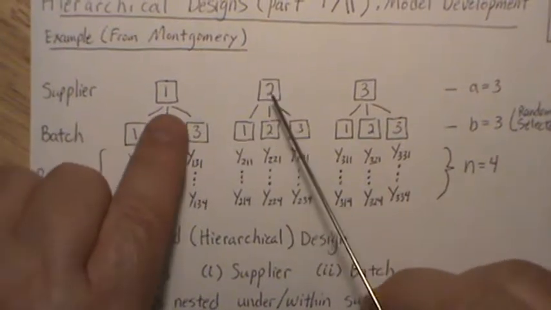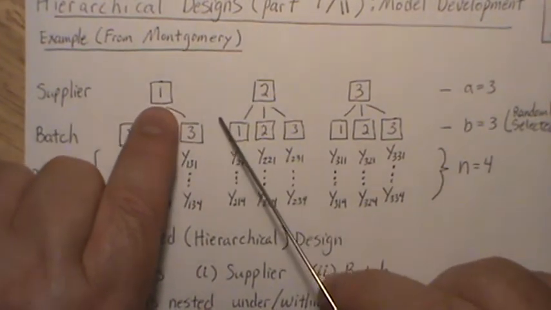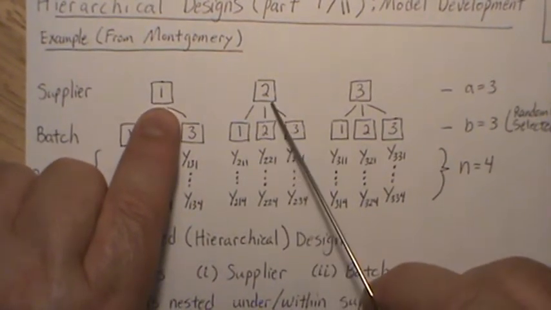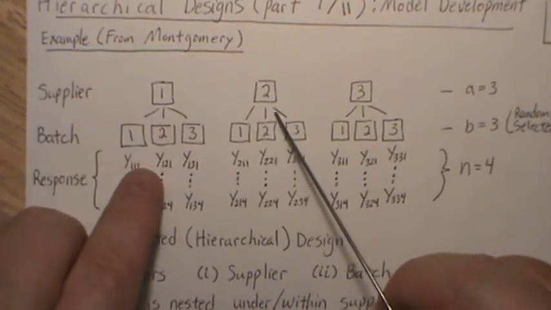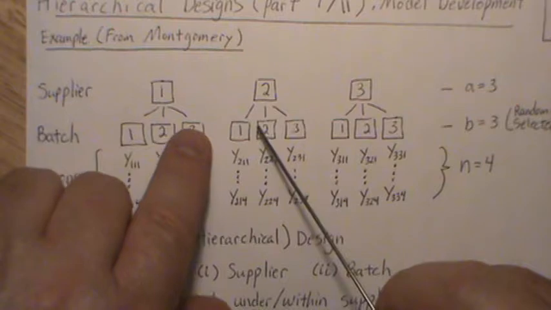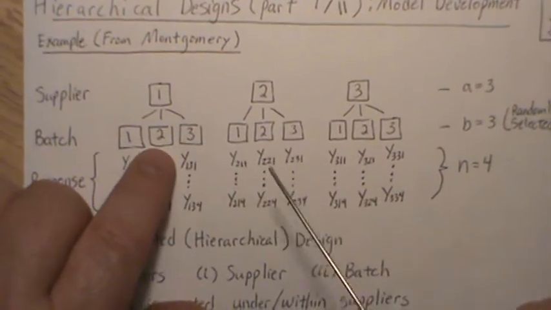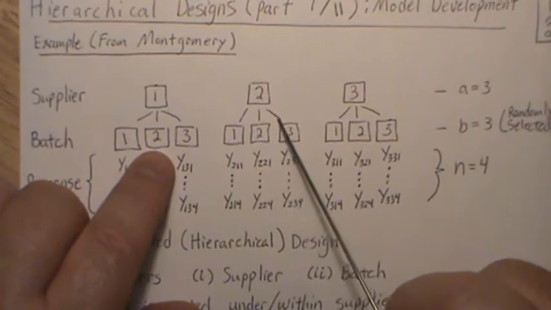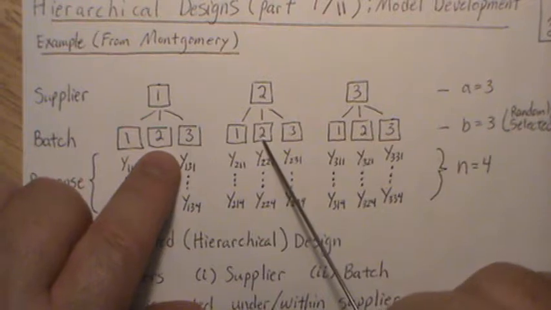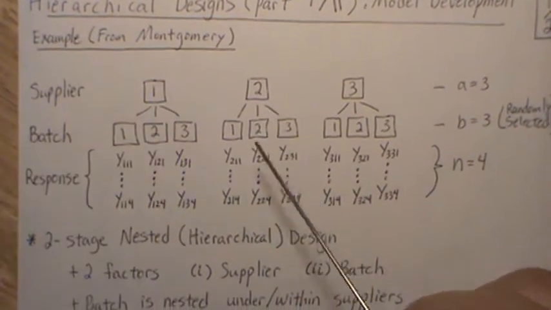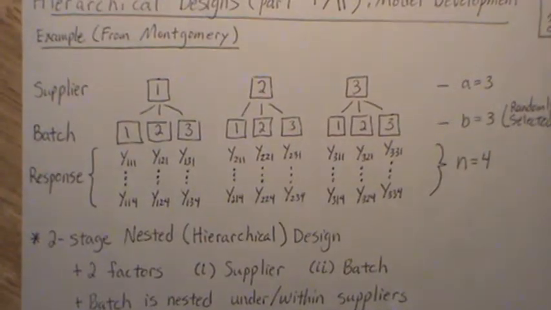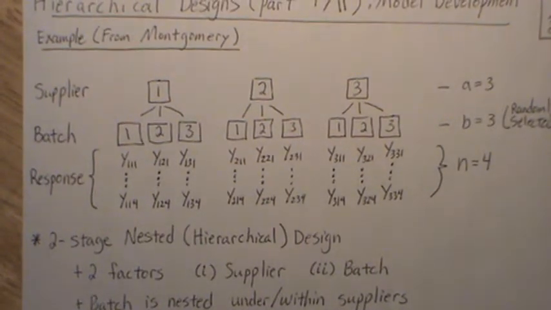But what if we wanted to test, is supplier 1 the same as supplier 2, the purity of the samples? We could test that, right? And it's the average effect here, is it equal to the average effect here? And that would test whether supplier 1 and supplier 2 are equal in the purity of their material.